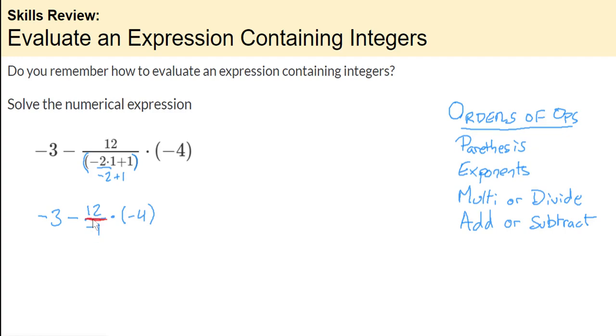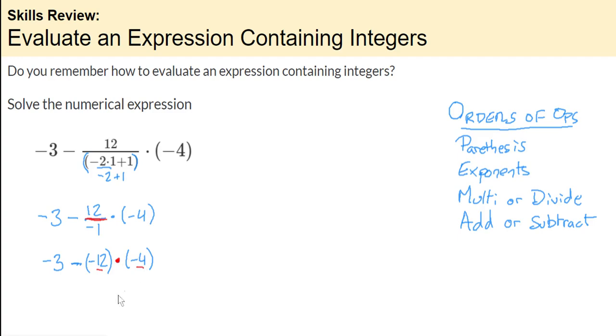So that's just going to change +12 to -12 because 12 divided by 1 is 12, but we got a negative, so this will be -12. Okay, and then I'll just bring everything down. -3 minus -12, let's put -12 in parentheses, times -4. What are we going to do next? You said multiplication, that's what we're going to do. Multiplication comes before subtraction.